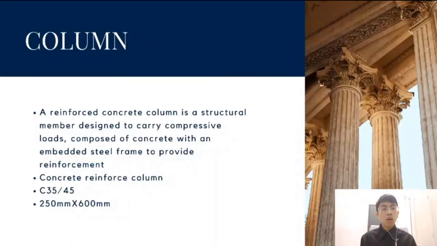So, a concrete reinforcement column is a structural member designed to carry compressive load, composed of concrete with an embedded steel frame to provide reinforcement. The dimension of the concrete column is 250 millimeters by 600 millimeters, and the grade is also the same as the beam, which is C35/45, and the longitudinal bar used in the column is 8H16.